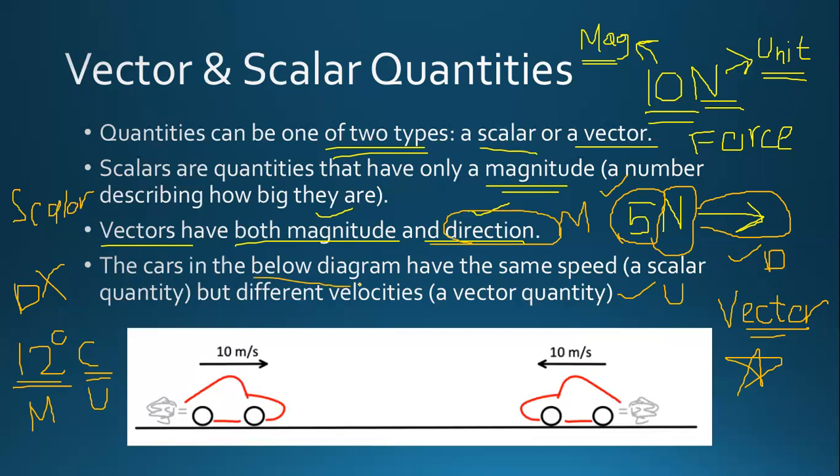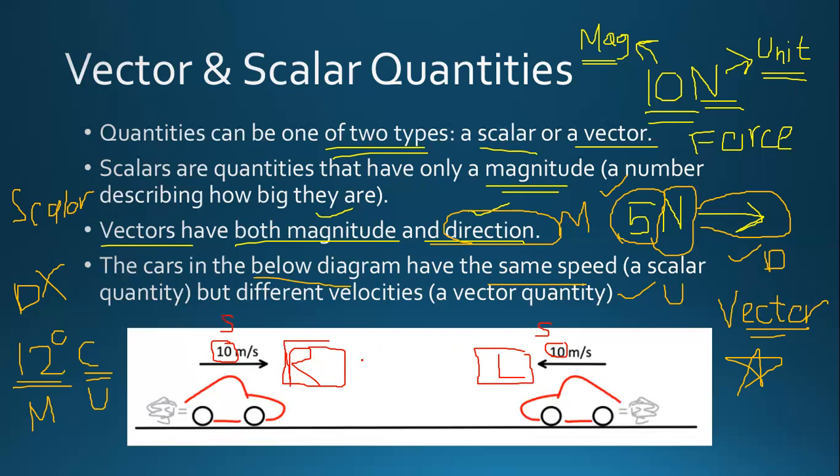So the cars in the below diagram have the same speed, a scalar quantity. अब ये अगर हम सिर्फ speed को देखें in this diagram, if you only look at the speed, both have a speed of 10. Speed तो scalar quantity है. But when we talk about vector, it is 10 meter per second towards the right, and this is 10 meter per second towards the left. When direction is involved, it becomes a vector quantity. So अगर मैं कहूँ the speed of the car is 10 meter per second, it would be your scalar quantity. If I said the speed of the car is 10 meter per second towards right, तो वो मेरी क्या हो जाएगी? That would become a vector quantity.